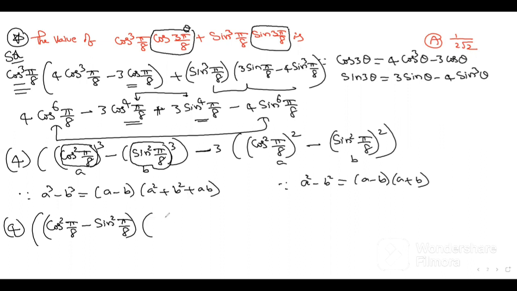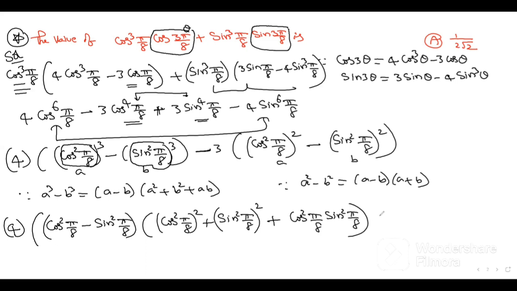Here a place and right, cos square pi by 8 whole square. Here b place and right, sin square pi by 8. According to the formula, right, whole square minus plus ab: cos square pi by 8 into sin square pi by 8 minus 3 times of, now we should apply a square minus b square formula, a minus b into a plus b.